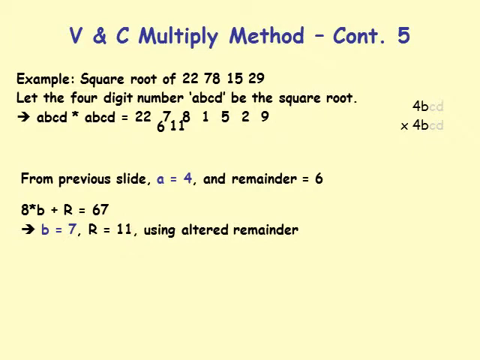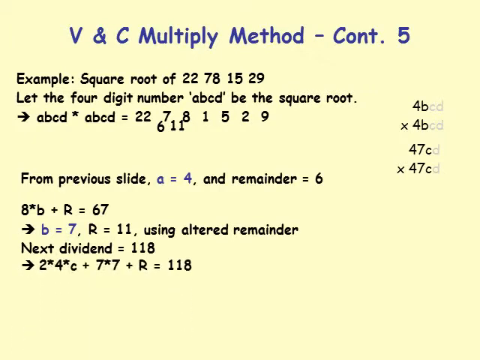Let's continue. We're using altered remainder. That means the next dividend is 118. So where does the 118 come from? It comes from these three digits multiplication: 4, 7, and c. A is equal to 4, B equal to 7, C we are trying to determine. We tried first time around, we got negative values and we backtracked. So we will give another attempt.